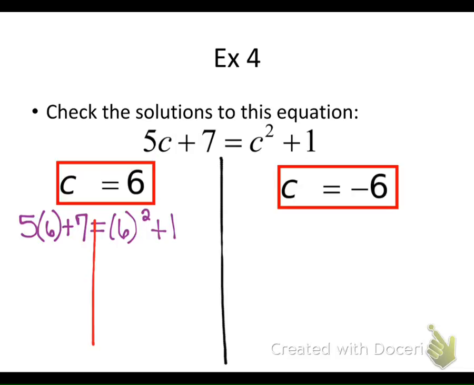So I'm going to work my left side, then my right side, because now I need to simplify each side. So what do I do first on my left side here? Multiply. So I'm going to take 5 times 6 and get 30. I'm going to bring down my plus 7. Right? Now I have one step left to do on my left side. What's 30 plus 7? So I have 37.